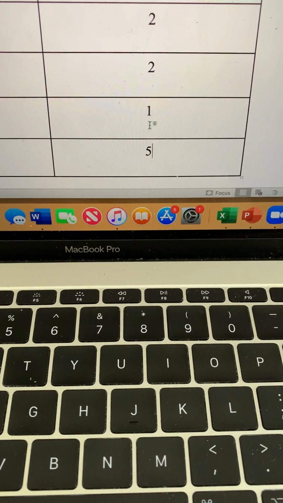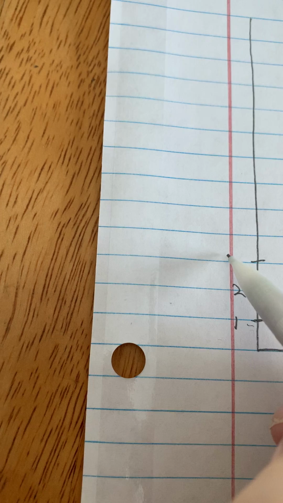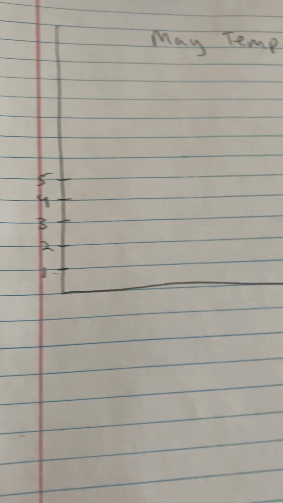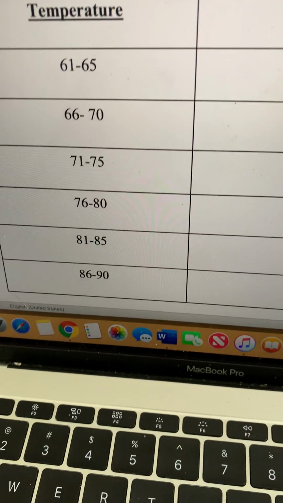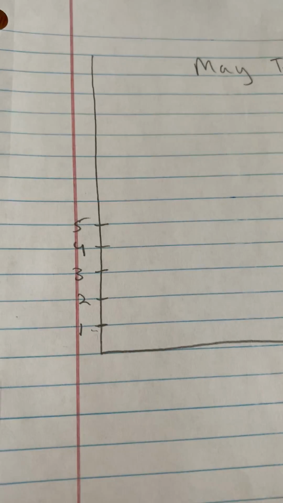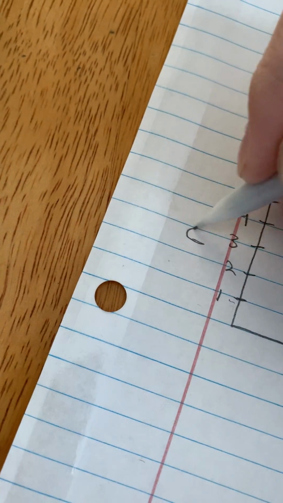Now, when I look at my frequencies, the lowest frequency is 1 and the highest is 5. So on my paper, I'm going to call this line 1, 2, 3, 4, 5 for my frequencies. When I say that, I'm saying that this happens on 3 days, this happens on 2 days, this happens on 2 days. So on my chart, I want to label this days.